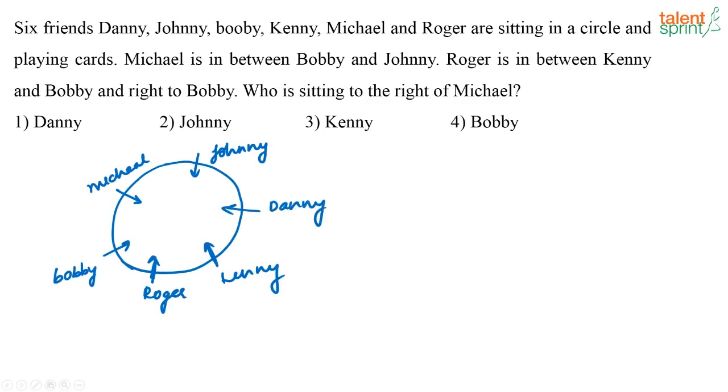So now this is your arrangement. What is the question? Who is sitting to the right of Michael? This is the right of Michael, right? So Bobby is sitting to the right of Michael. So the correct answer is option 4, Bobby.